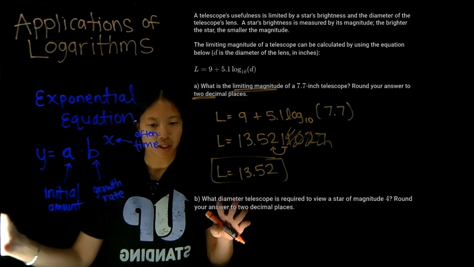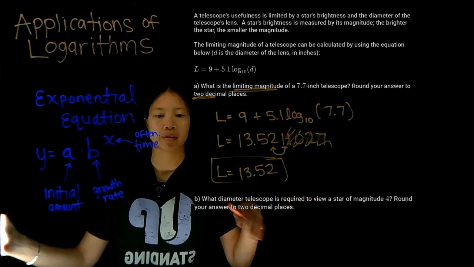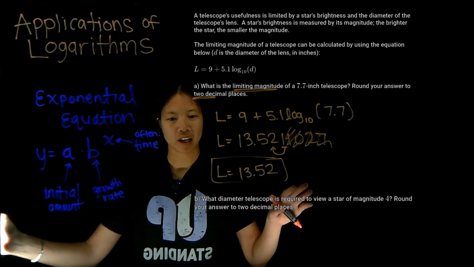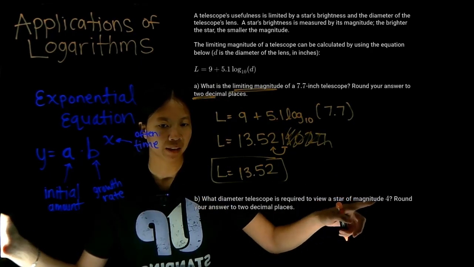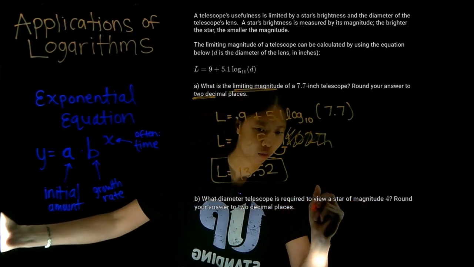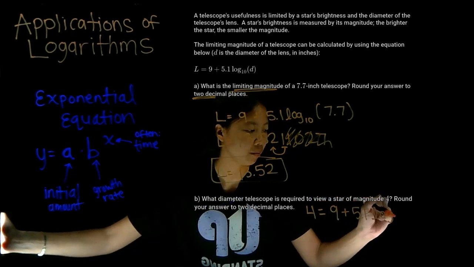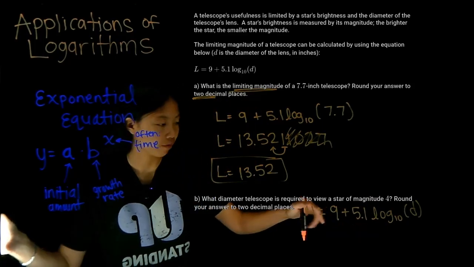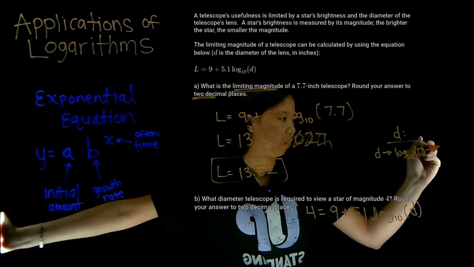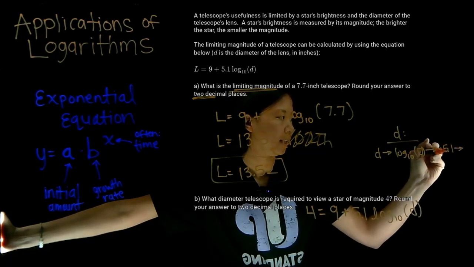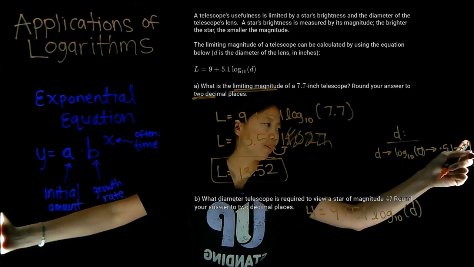All right, this one says, what diameter telescope is required to view a star of magnitude 4? Round our answer to 2 decimal places. So I need to figure out d in this case if I have a star magnitude of 4. So 4 is my magnitude, which is my L. I'm going to say 4 equals 9 plus 5.1 times the log base 10 of d. My goal is to solve for d, so let's tell the story of d. d is inside our log base 10, then it's being multiplied by 5.1, then it's being added with 9. So if I want to solve for d, I'm just going to undo each of these steps in backwards order.